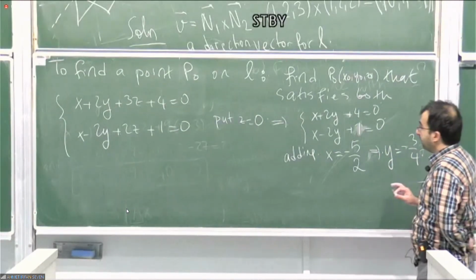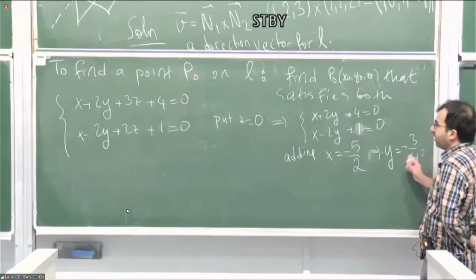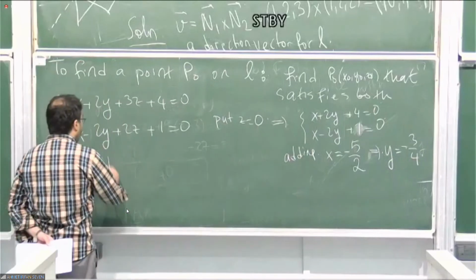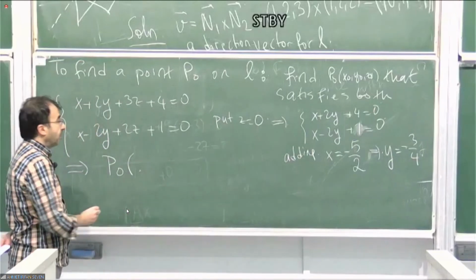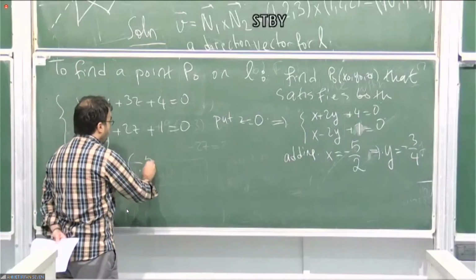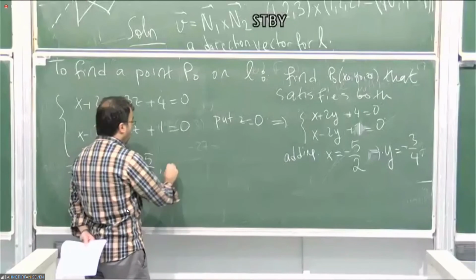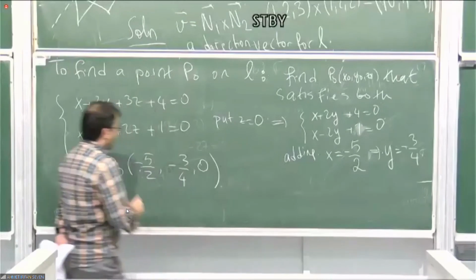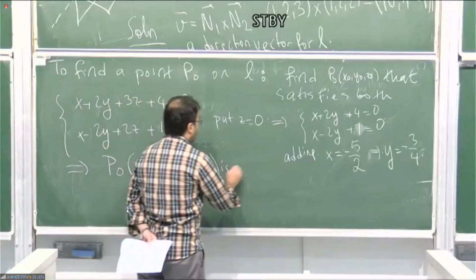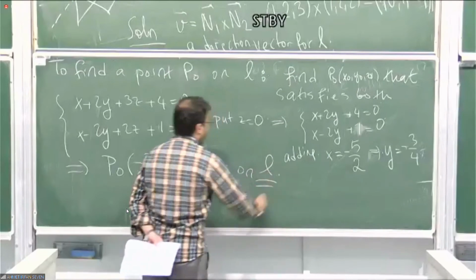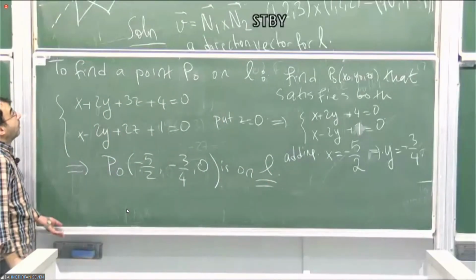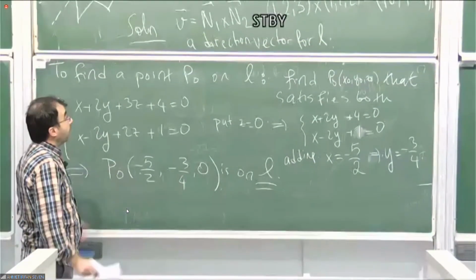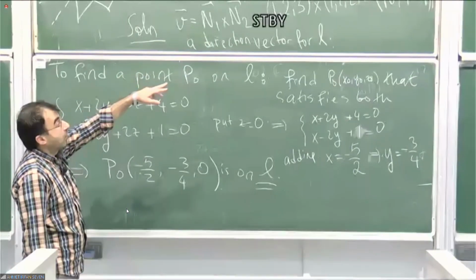Okay, so I got x and y given z equals 0. I put it, but it doesn't matter. So this shows that the point whose x coordinate is minus 5 over 2, y coordinate is minus 3 over 4, and z coordinate 0 will be on L. All right. So I got my point on the line, and I already also have the direction vector.